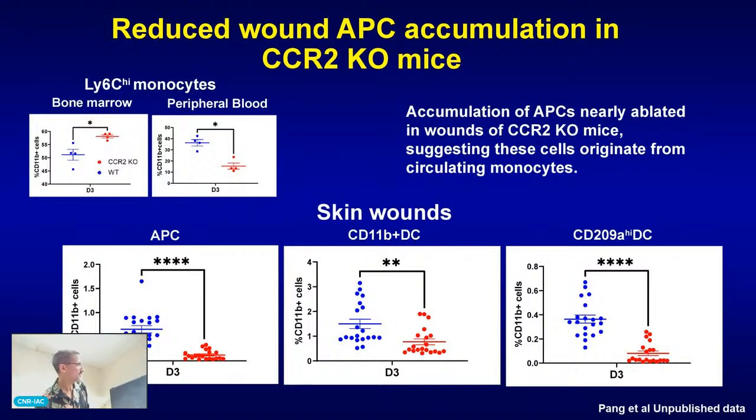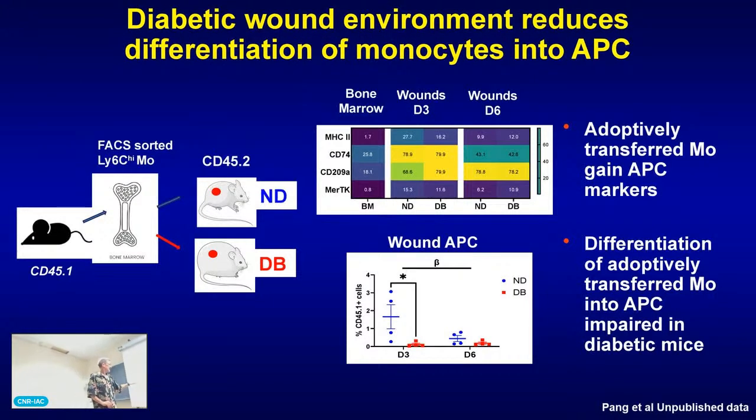We did another type of experiment to validate this, where we did bone marrow adoptive transfer. We sorted monocytes from bone marrow, introduced them into wounds of either non-diabetic or diabetic mice, and looked to see how they differentiate in the wound. We see evidence that they differentiate into the APC phenotype cells in non-diabetic wounds, but in diabetic there's impaired, reduced differentiation. So we think that the environment of the wound is contributing to this impaired differentiation, because they differentiate into this phenotype in non-diabetic mice, but not in diabetic mice. Whether this has an impact on healing and inflammation in general, those are experiments we're still doing.